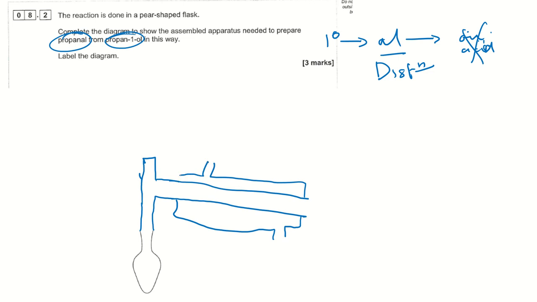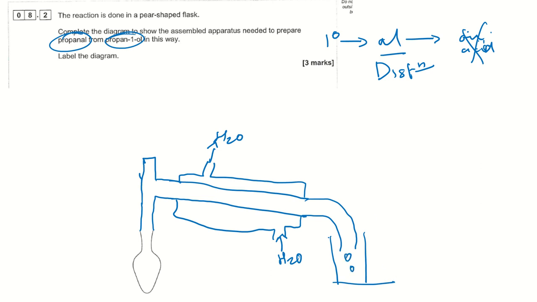I had a lot of condensers with no water jacket at all. So the condenser is there, water in at the bottom, out at the top. We then have something like a delivery tube going into a conical flask. It doesn't really matter what it is. Those were all the things that you had to have: water going in at the bottom and out at the top, and our condenser sloping downwards.